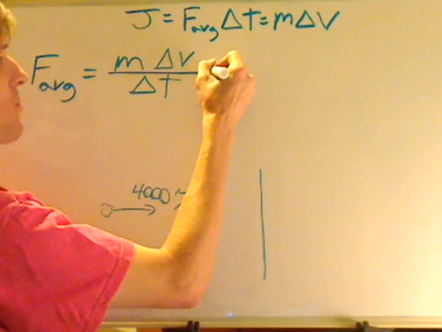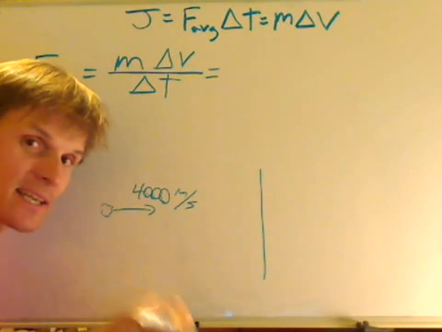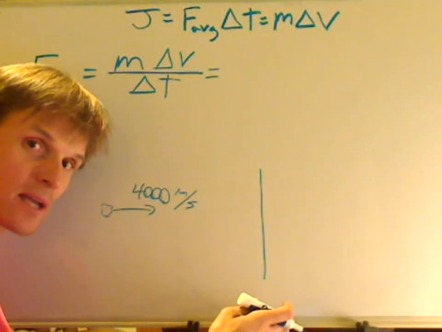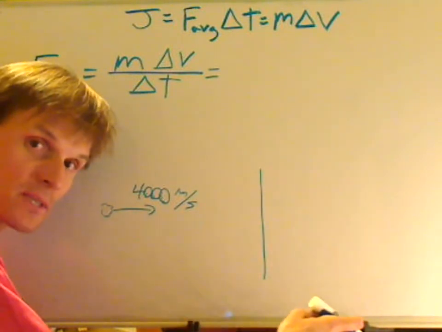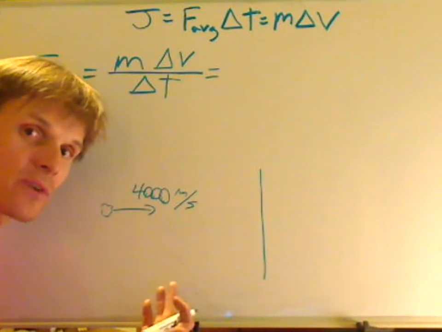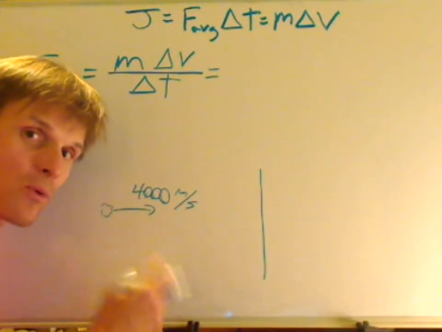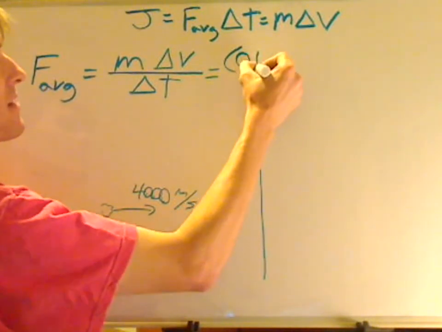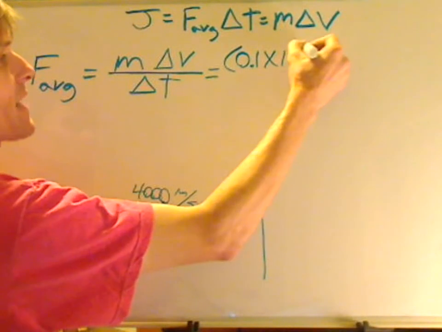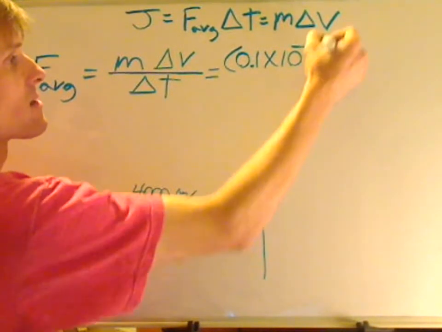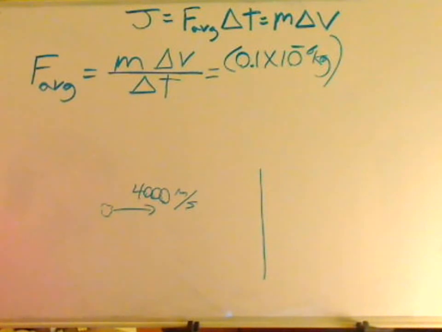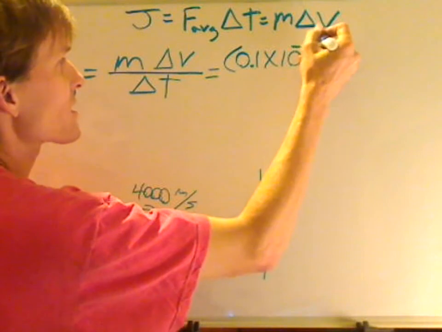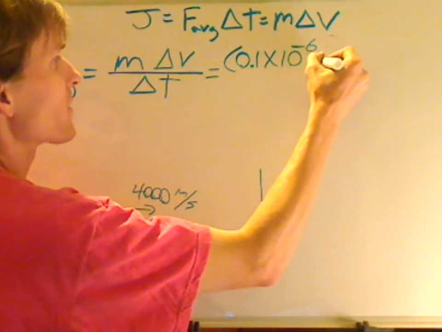So the mass of the paint chip is 0.1 milligrams. And we've got to get that into kilograms. So in 1 kilogram, there are 1,000 grams. And in 1 gram, there are 1,000 milligrams. So there are 1,000,000 milligrams in 1 kilogram. So 0.1 milligram is a tiny amount of mass. It's 0.1 times 10 to the minus 6 kilograms. Because remember, we have to have this all in the right units.